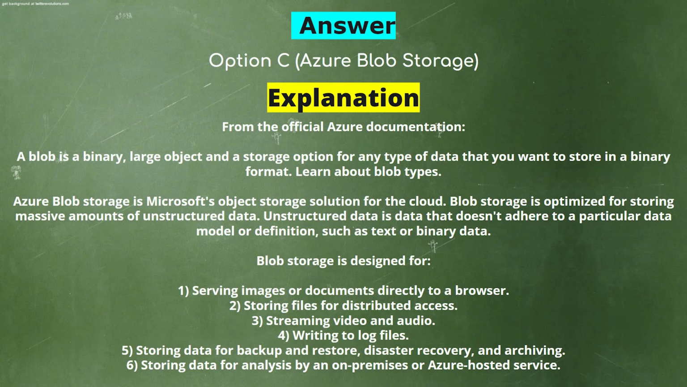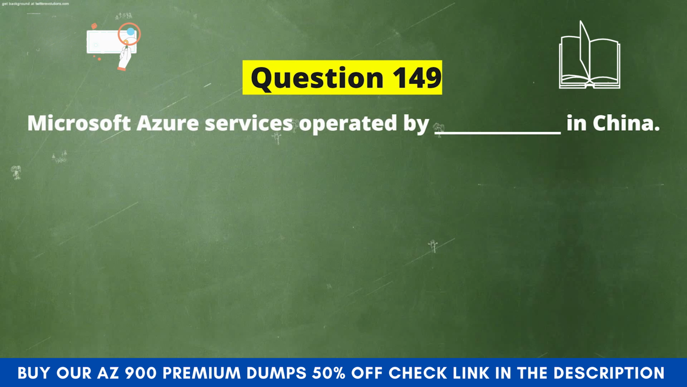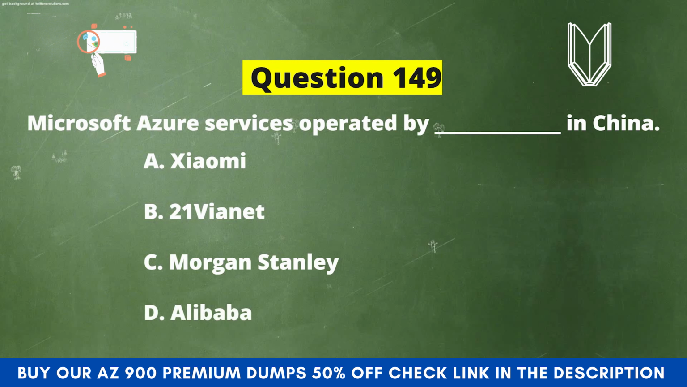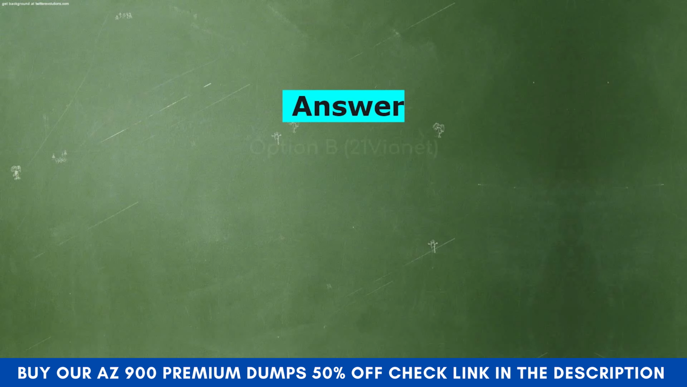Next question. Microsoft Azure services operated by dash in China. Option A, Xiaomi. Option B, 21Vianet. Option C, Morgan Stanley. Option D, Alibaba. And the correct answer is option B, 21Vianet.